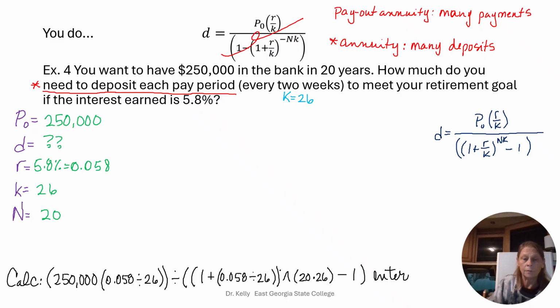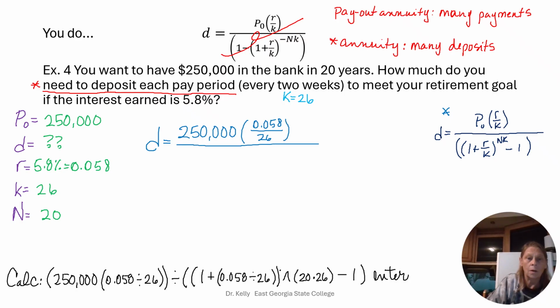Okay, all right, so let's write it up here. So we're going to have D is equal to, remember this is the one that we're using over here, 250,000 times 0.058 over 26, all that over 1 plus 0.058 over 26 to the power of 26 times 20, all that minus 1, close parentheses. Let's see what it is.